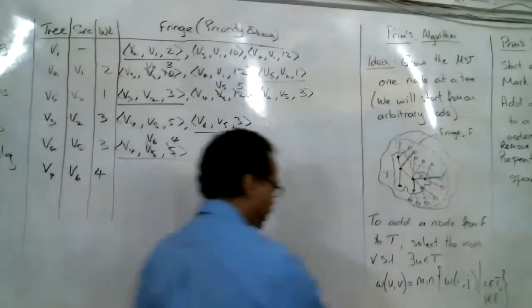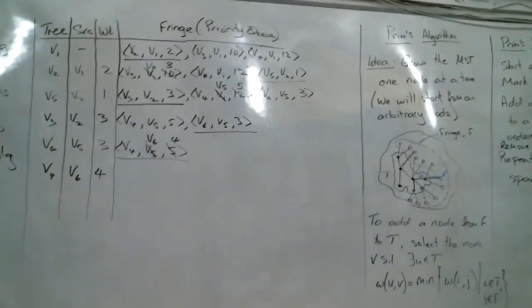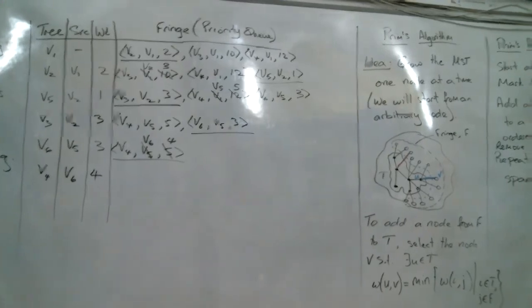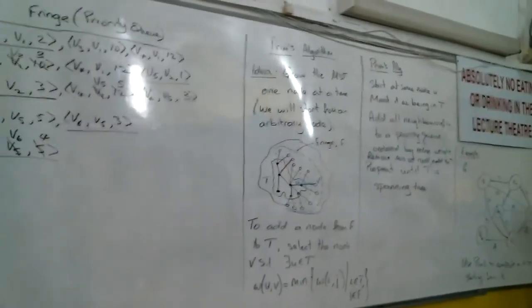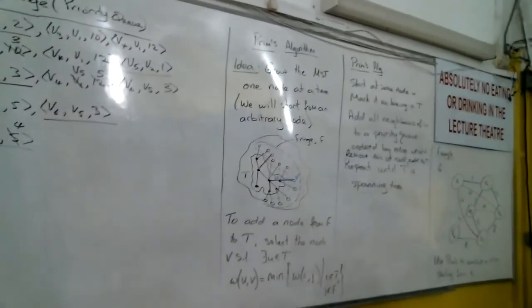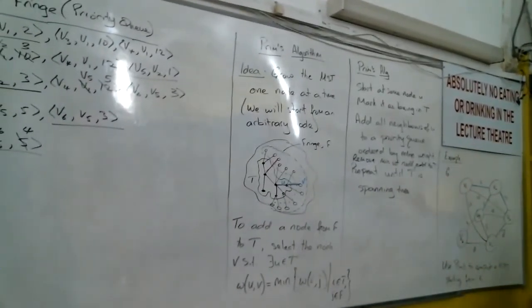So where's our minimum spanning tree according to this procedure? It's V1 to 2. There was 2 to 3, or actually 2 to 5. There was 2 to 3. What else? There's a 5 to 6. And there was a 6 to 4.